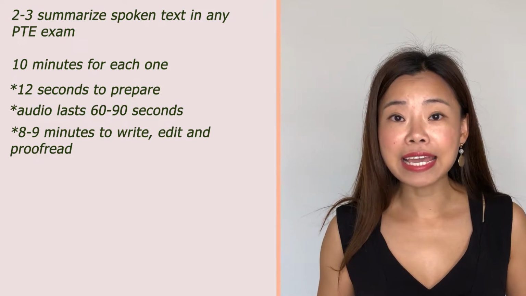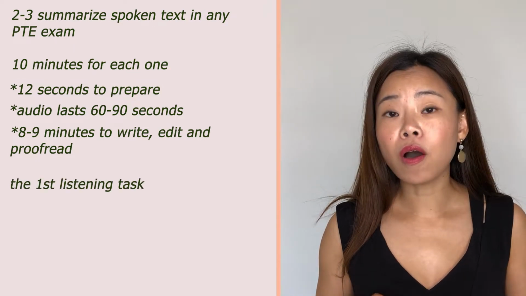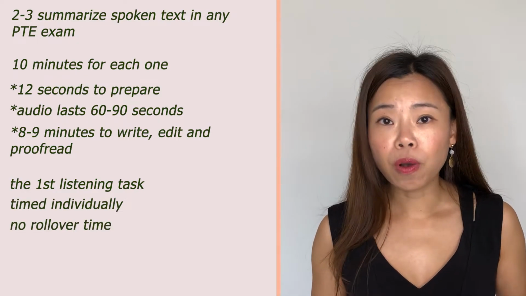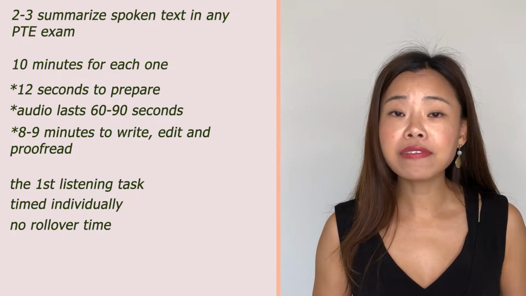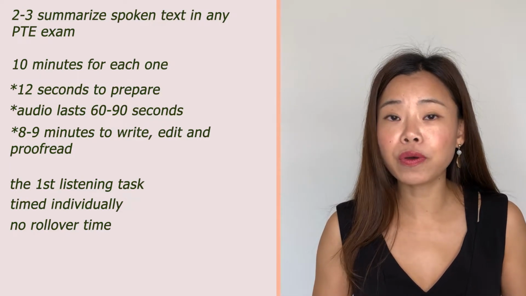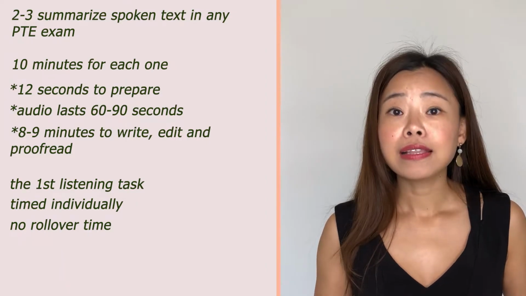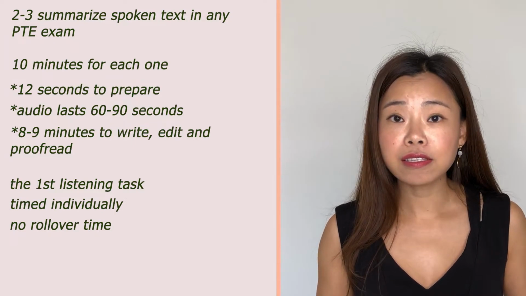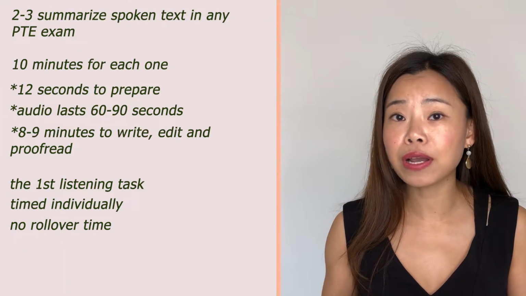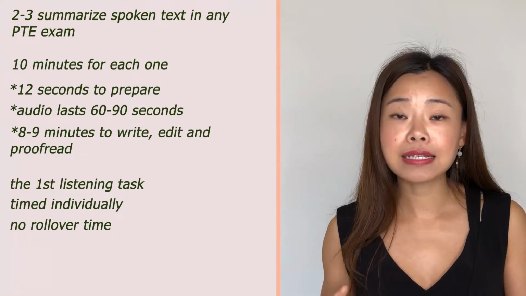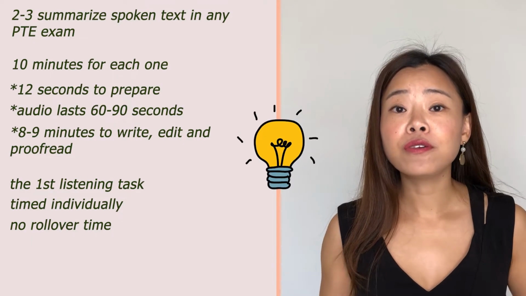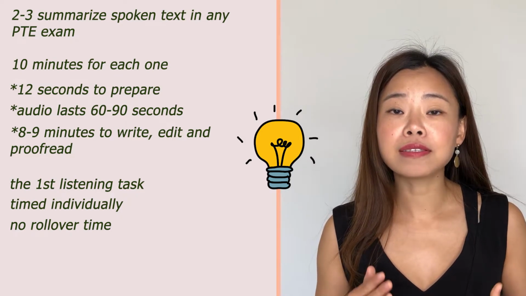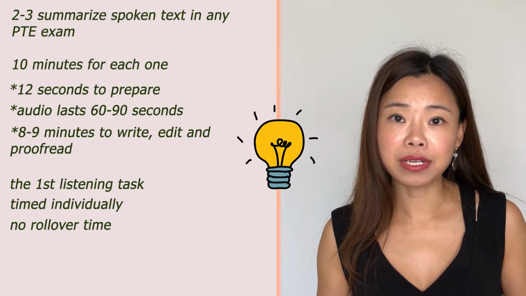Summarize Spoken Text is the first listening task, and it's the only listening task that is timed individually. There is no rollover time, so let's say you save time and complete your first Summarize Spoken Text within 8 minutes. The extra 2 minutes is forever lost in the PTE exam. It does not get carried over to your next Summarize Spoken Text or the next listening section. So use all of the 10 minutes to proofread your summary and minimize the simple grammar and spelling errors.